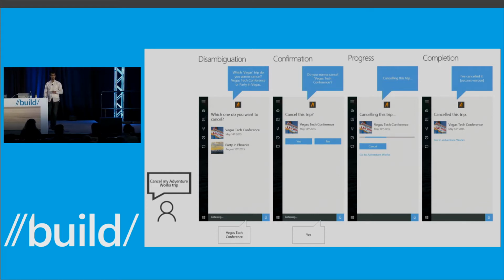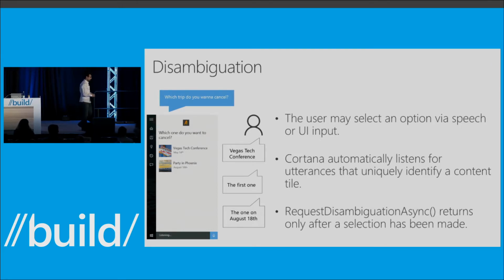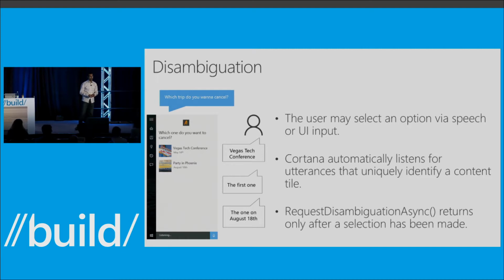Now let's take a look at some of these in a little bit more detail. So disambiguation is interesting. I want to talk a little bit about it. When you ask the question, which trip do you want to cancel, the user has the option of selecting one of those entries by text, by tapping or clicking in the UI, or they have the option of using speech. Now, if they're using speech, Cortana automatically listens for any utterance that uniquely identifies one of those tiles.